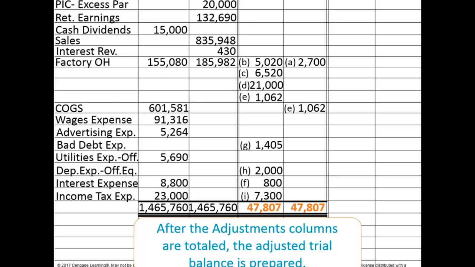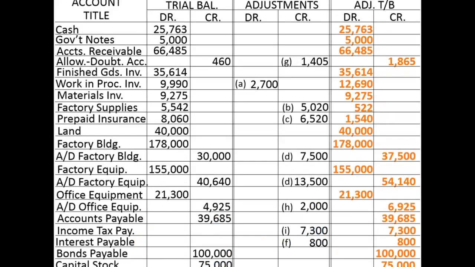After we have all of our adjustments made, we can now go back and prepare our adjusted trial balance, which is the next set of columns over. And all we're going to do is take the trial balance numbers, and if there's no adjustment necessary, then we'll just carry our trial balance numbers over into the adjusted trial balance. But if there is an adjustment necessary, then we will net out the adjustment or add as we need to get our adjusted trial balance figure. And we go through and do that for each of our accounts.